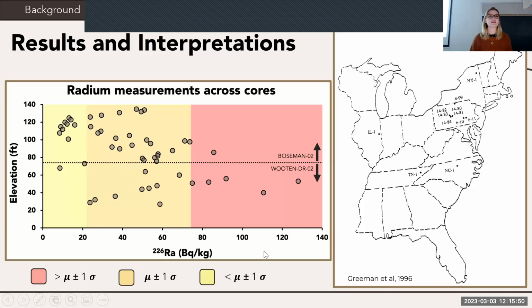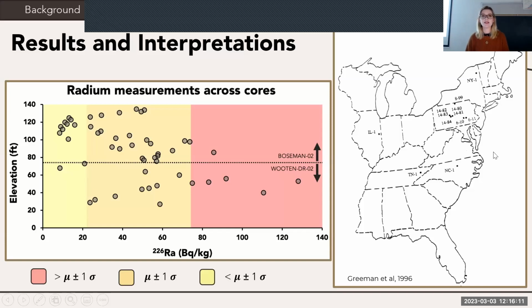And in order to generalize, like we have all of these, but what does any of it mean in comparison to crustal averages? Because crustal average is not 0. So I went to an Agreement et al. paper, also in 1996, which is our best comparison for crustal averages of these measurements, radium and uranium, in the East Coast or in the Eastern US.